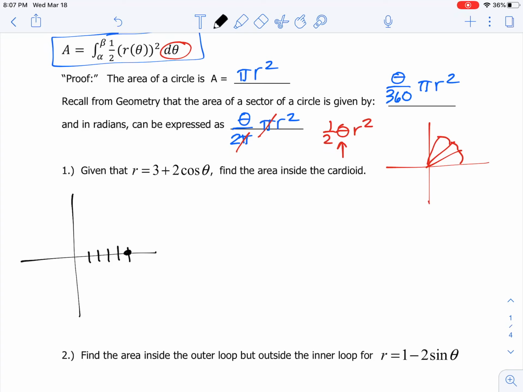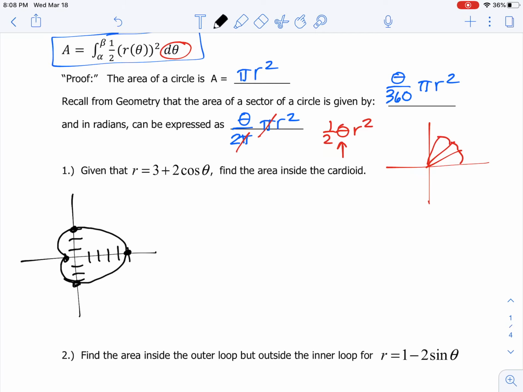When theta is equal to pi over 2, then the cosine of pi over 2 is 0, so it's 3 plus 2 times 0, or just 3. When theta is pi, then it's 3 plus 2 times -1, or just 1. 3 pi over 2 gets me back to the same thing as pi over 2. And if I draw my cardioid, it ends up looking something like that. Okay. Find the area inside this cardioid.